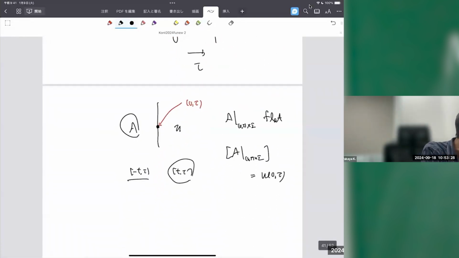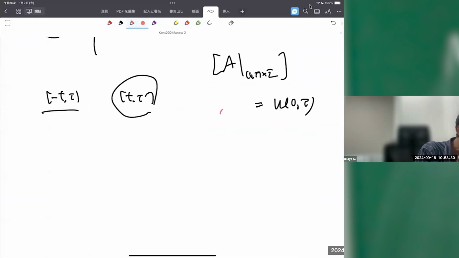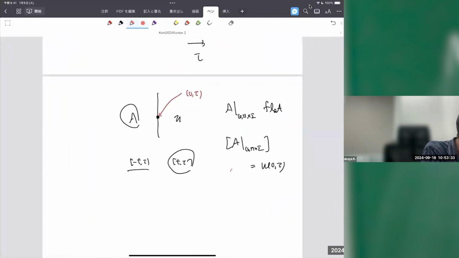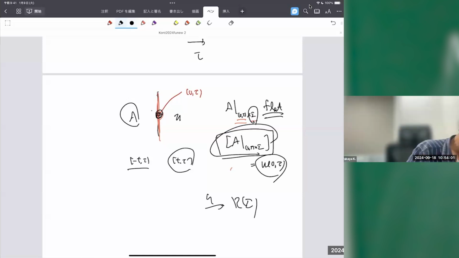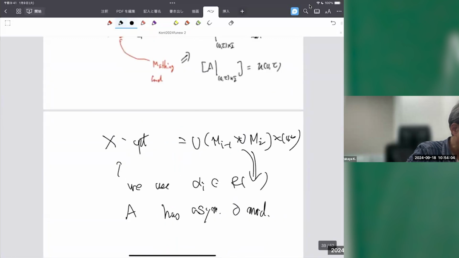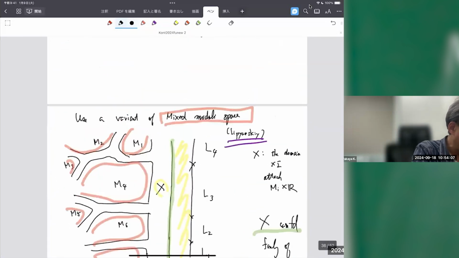And then the mixed condition is the following. If you restrict your connection A on the X side to this line, 0 tau plus sigma, we require it is a flat connection on sigma. And if you take its gauge equivalence class, it is an element of R of sigma. And U is a map to R of sigma. So we require that this gauge equivalence class is equal to the value of U here. That is called the matching condition. So now we have this moduli space of a pair.